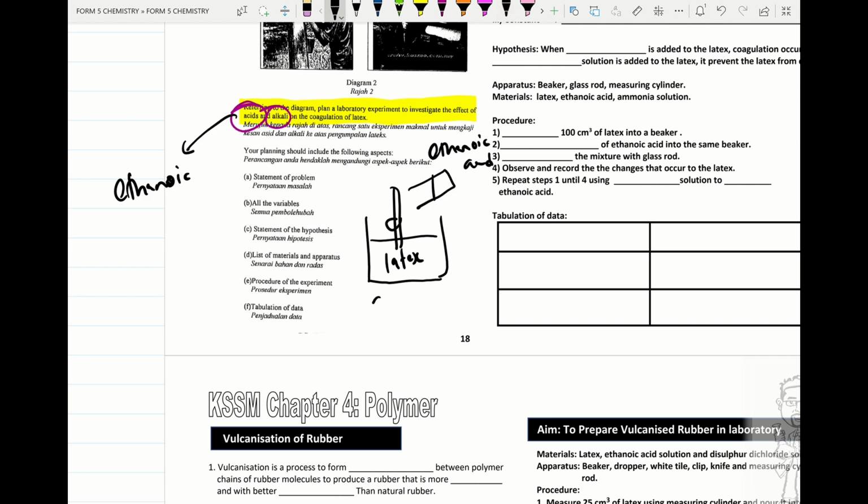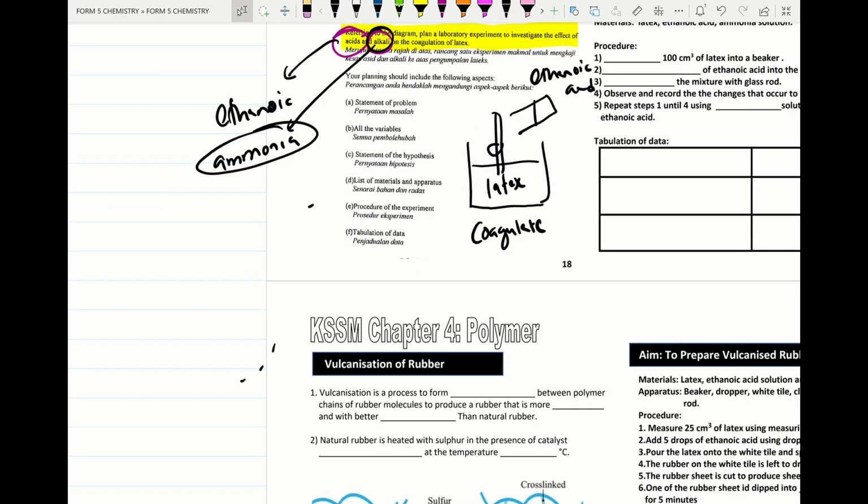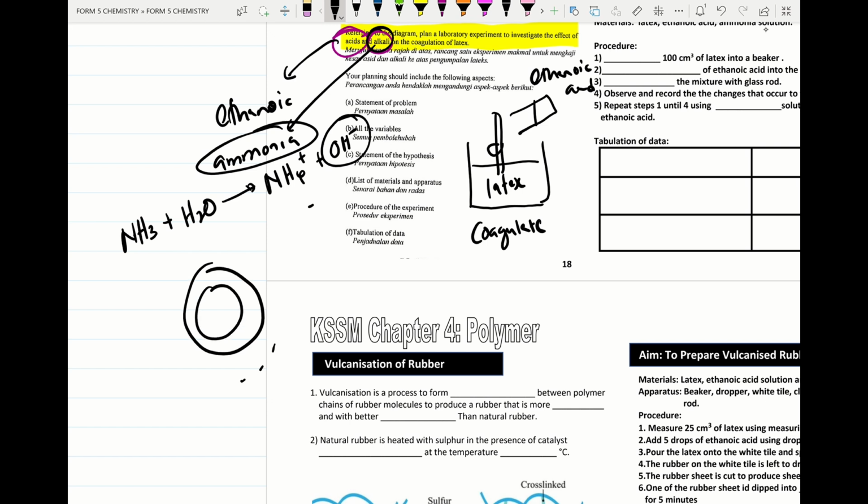So what will happen? The latex will coagulate. All right, so when ammonia solution is added to the latex, NH3 with water will ionize to produce ammonium ion and hydroxide ion. This hydroxide ion will add more negative charges to the rubber particles, and it will ensure the rubber particles always repel each other all the time. It also will provide an alkaline medium and kill all the bacteria which can produce lactic acid. All right, so this will ensure the latex in liquid form will remain as a liquid and will prevent the coagulation of latex.